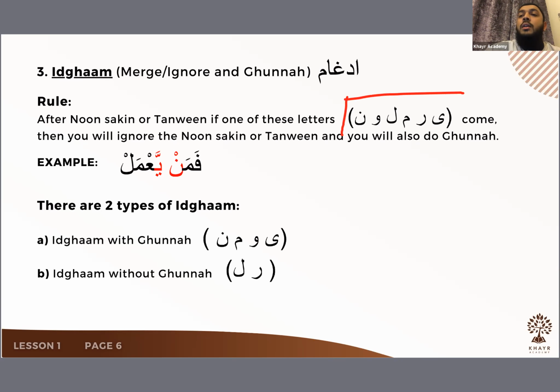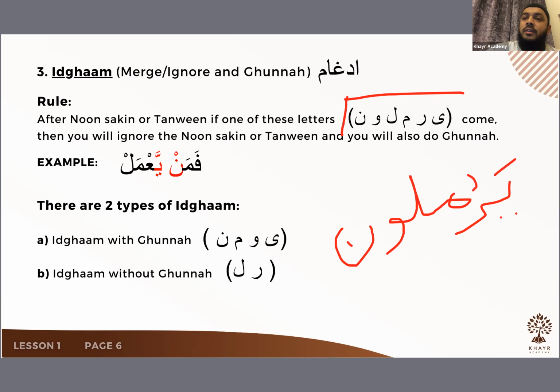Ya. Ya is 1. Ra, Mim, Lam, Waw, Nun. As a whole word, I'll give you the word inshallah, at the end of this lesson. We can learn the letters of Idgham in one word. Is it Yarmalun? MashaAllah, Yarmalun, yeah.